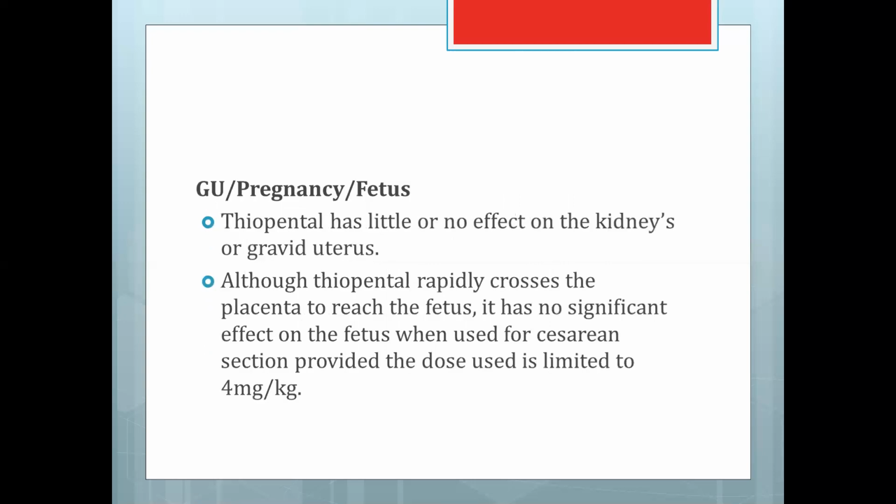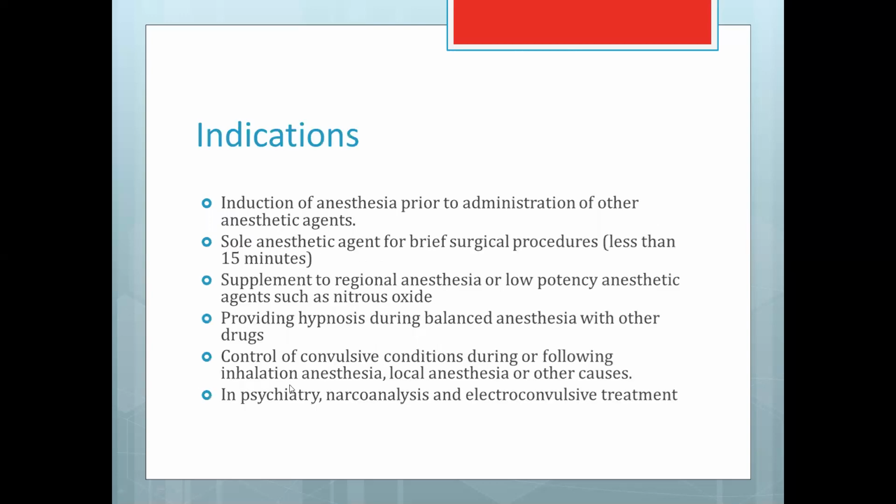Genitourinary, pregnancy and fetus: Thiopentone has little or no effect on the kidneys or gravid uterus, although Thiopentone rapidly crosses the placenta to reach the fetus. It has no significant effect on the fetus when used for cesarean section, provided the dose used is limited to 4 milligrams per kg. Remember, the normal dose is 3 to 6. So if you're using it in cesarean section, you shouldn't exceed 4 milligrams per kg body weight.